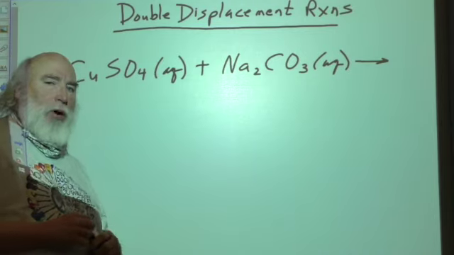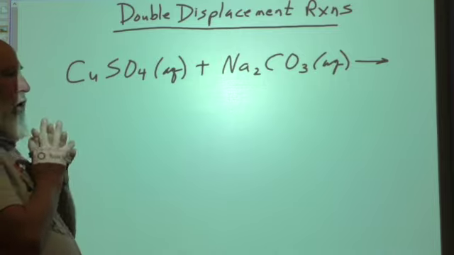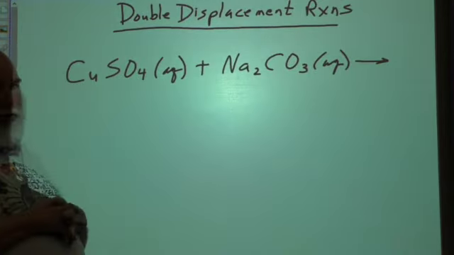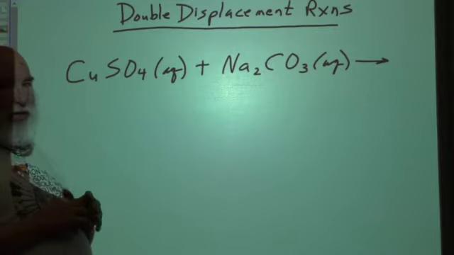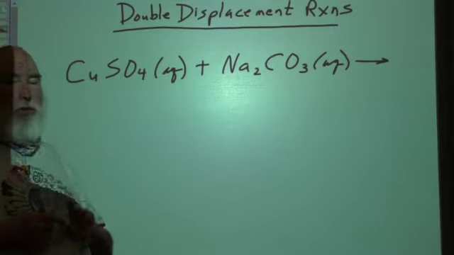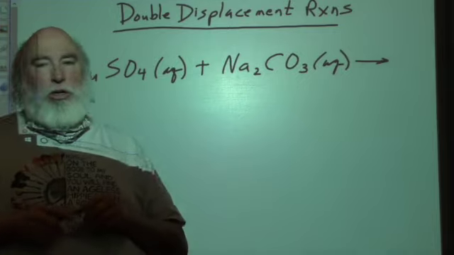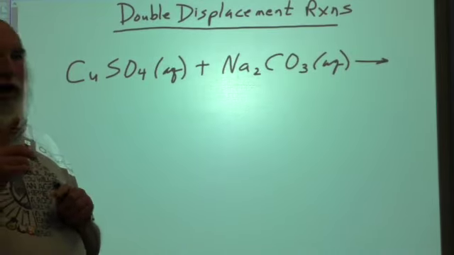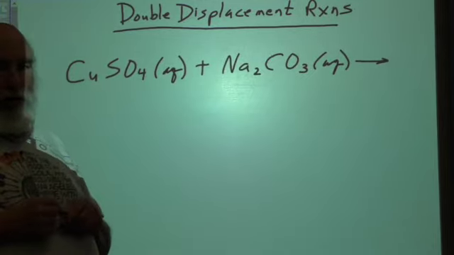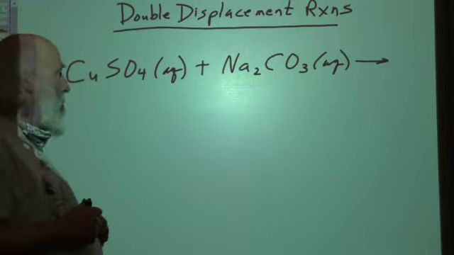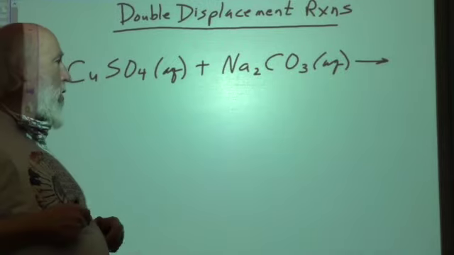The next topic we are going to be dealing with in this chapter, dealing with equations of chemical reactions, is what we call double displacement reactions. Very similar to single displacement reactions, only now instead of one ion kicking another one out, we have two ions kicking out the other like ion. So this is a double switch, if you will.